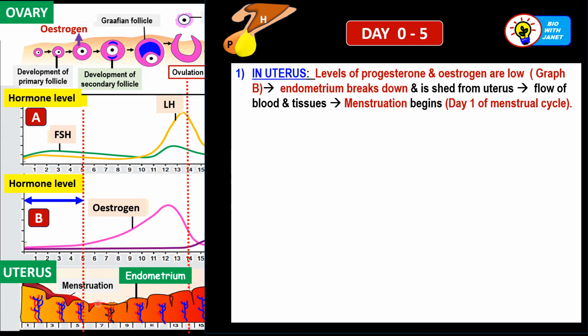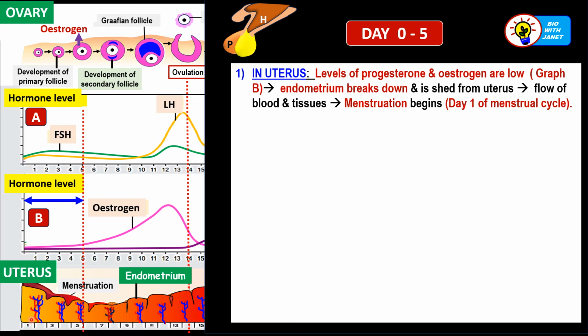It's broken down and shed from the uterus, causing a flow of blood and tissues out from the body, and that's called menstruation, okay? The flow of blood and tissues out from the body. So the first day of the menstrual cycle is when menstruation begins. There's a flow of blood and tissues out from the body, right?